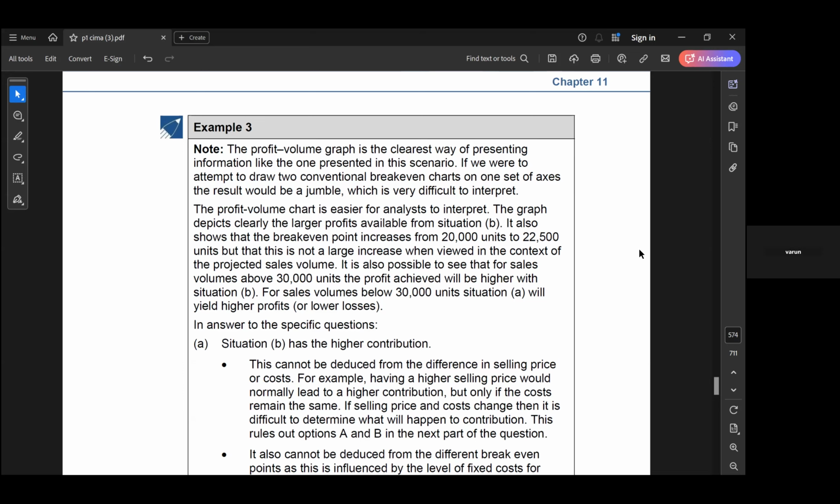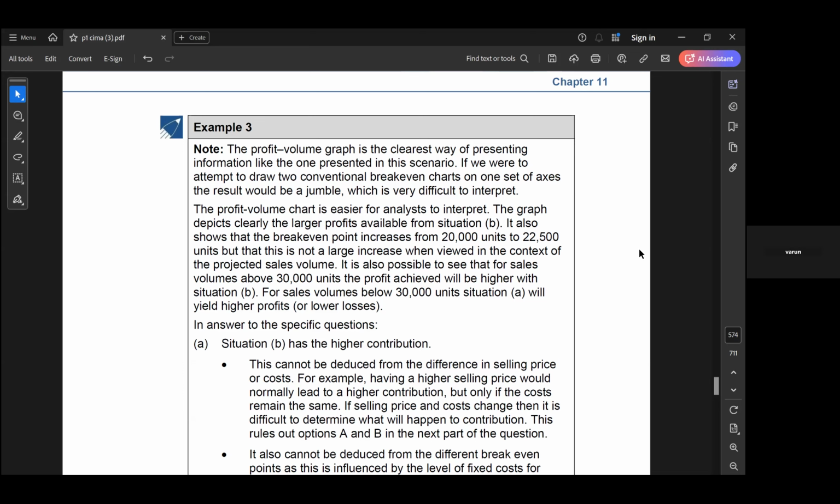Correct. Now specifically, situation B has a higher contribution. This cannot be deduced from the difference in selling price or cost. For example, this question is not a complete question, just made you think. That's why having a higher selling price should have been the answer, but a higher selling price can also be combined with higher variable cost. Then you cannot give any answer. Having a high selling price would normally lead to high contribution, but only if the costs remain the same. If selling price and cost change, then it is difficult to determine what will happen, right?